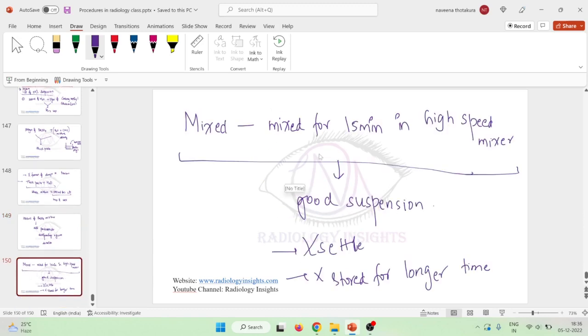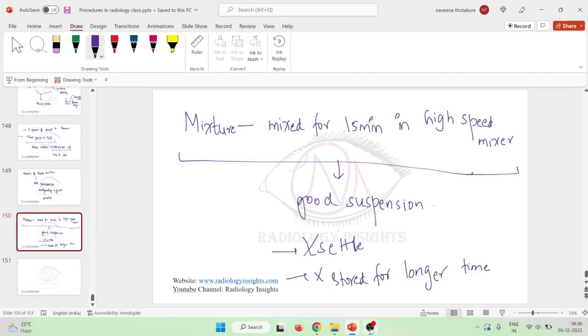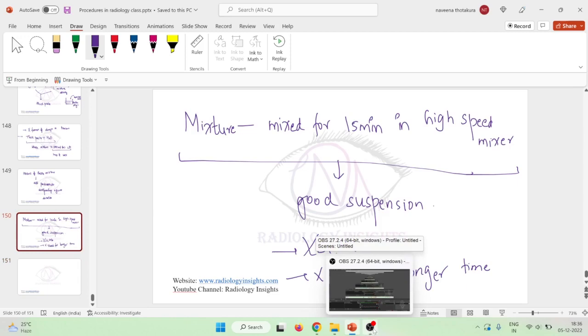Then this mixture is mixed for 15 minutes in a high speed mixer, and make sure it forms a good suspension. One important thing is that this suspension should not settle down and it should not be stored for a longer period of time. So this is the procedure of manufacture or preparation of barium sulfate suspension.